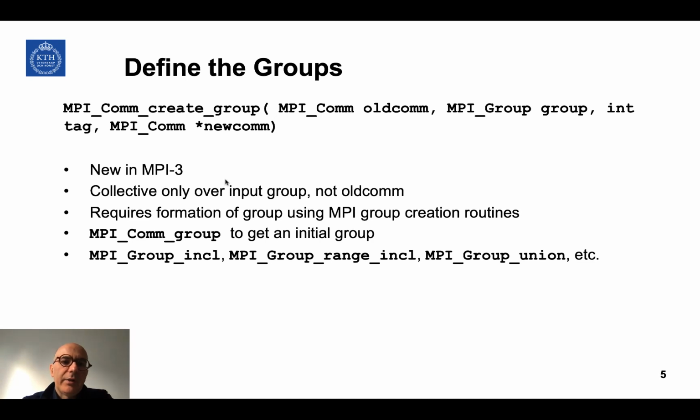It's collective only over the input group, not over the whole old communicator. So this is good news for performance. It requires formation of the group using MPI group creation routines. So we need to use MPI_Comm_group to get the initial group, and then we have additional functions for handling the groups, like MPI_Group_incl, MPI_Group_range_incl, MPI_Group_union, and so forth and so on.